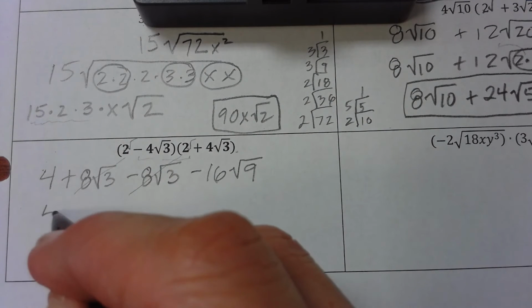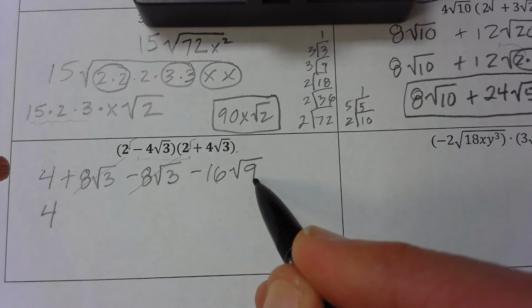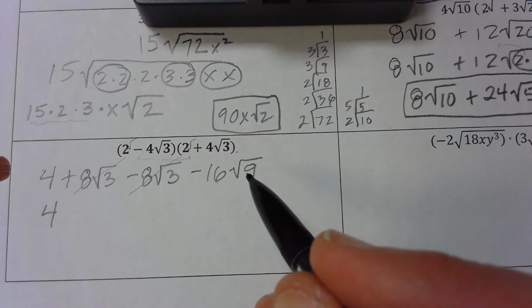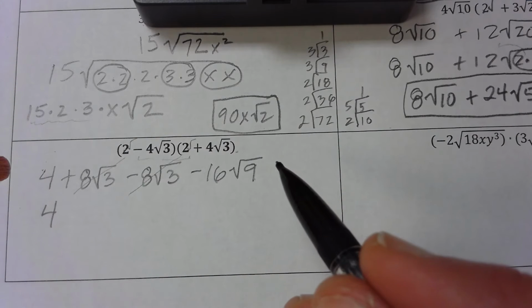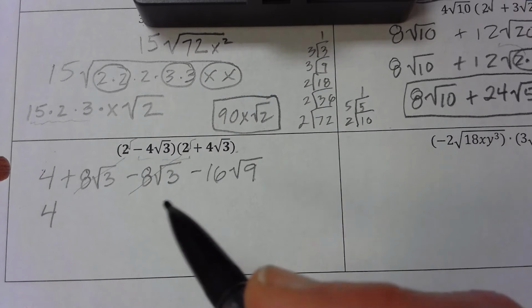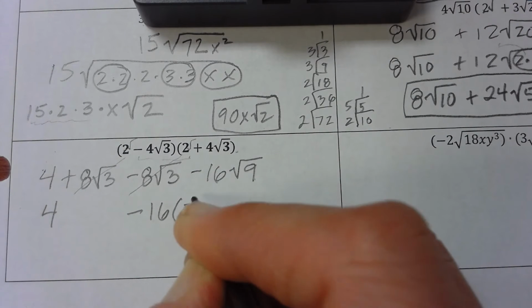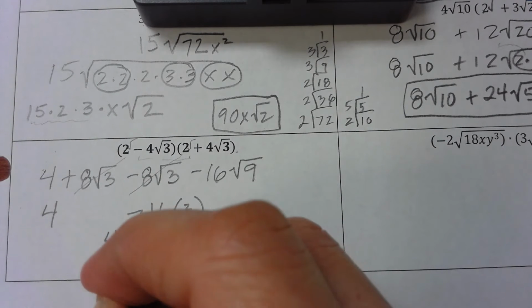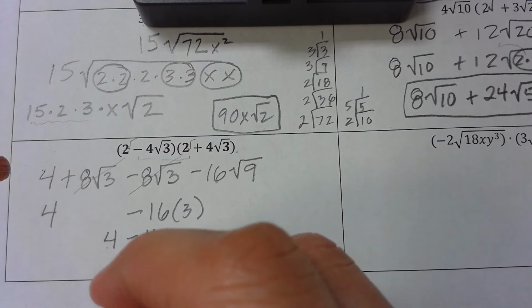So I'll bring down the 4. If you want to make a birthday cake for 9, you can. That's fine. But what's the square root of 9? 3. So we don't need a birthday cake if we already know that it's a perfect square. I'll just replace it with a 3. 16 times 3 is 48. 4 minus 48 is negative 44.